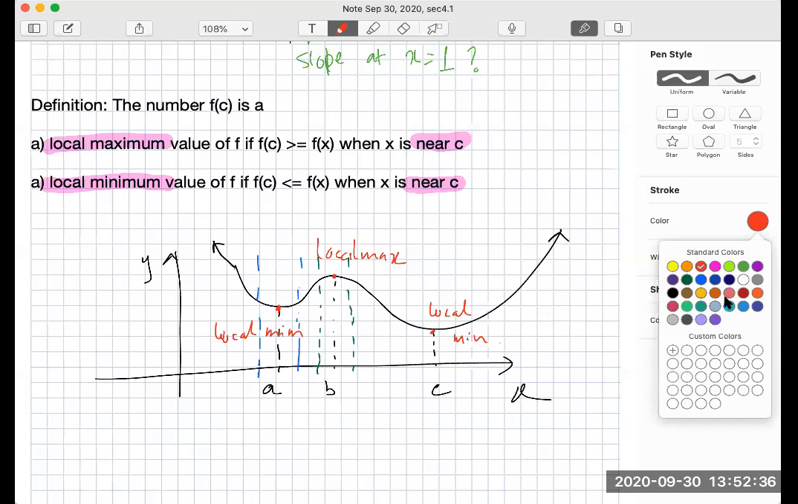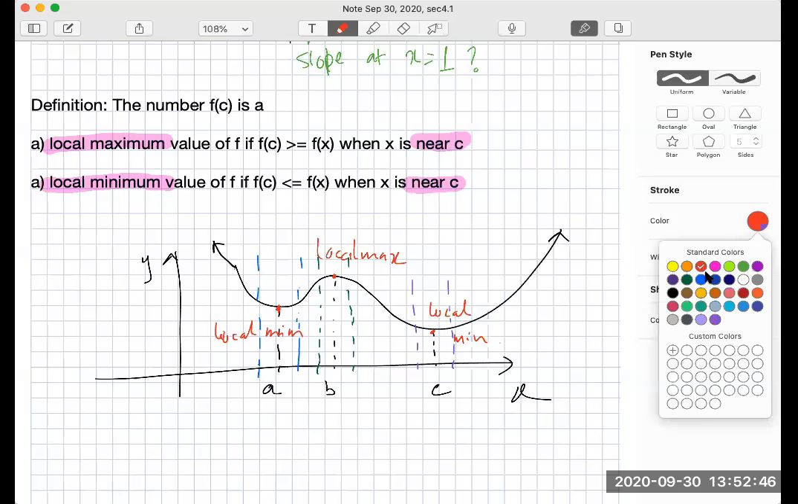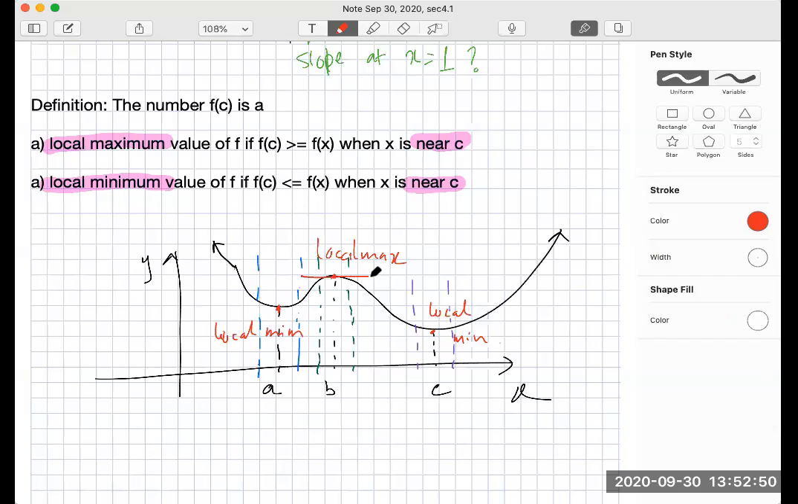Let's see. So we see that at all these positions, the slope of this is zero, right? Or the tangent lines at these points are horizontal. Okay. Some concepts.